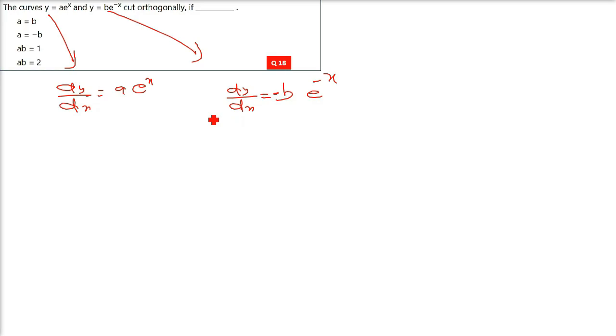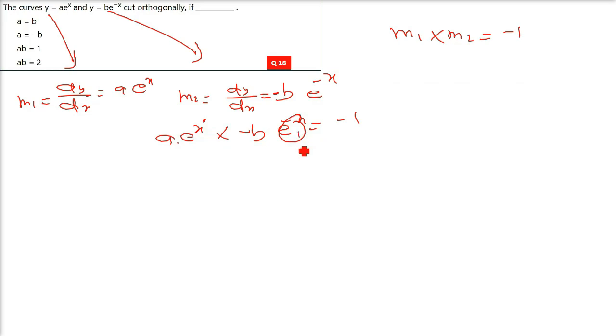Now when you multiply them, it has to come as -1. Call this m1, call this m2, multiply these both, and that has to come as -1 in case they are orthogonal. So a e raise x multiplied by minus b e raise minus x is equal to -1. So you can write it as 1 by e raise x, cancel these two and cancel this negative also. ab is equal to 1.